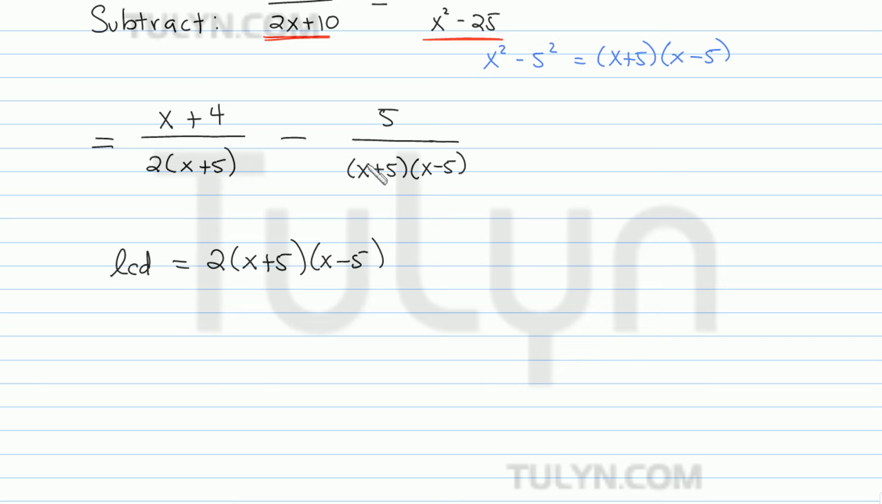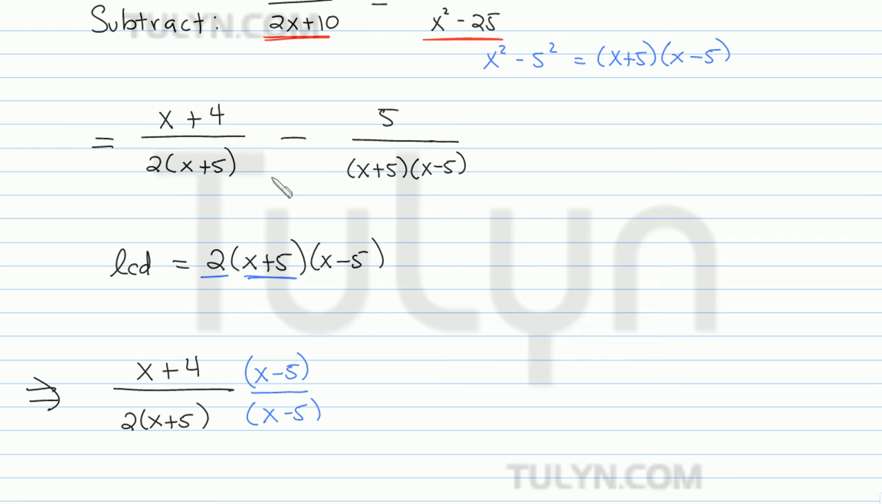So now, in order to combine these, we have to have the same denominator. And the best way of doing this is to make each of the denominators the LCD. So we want to fill in what's missing from the LCD in each of the denominators. So for the first, there's a 2, which is in the LCD, and an x plus 5, which is in the LCD. And what's missing is an x minus 5. So we're going to multiply the denominator by x minus 5 so that we can get the LCD. But remember, since this is an expression, whatever we do to the denominator, we have to also do to the numerator so that we can balance everything out.